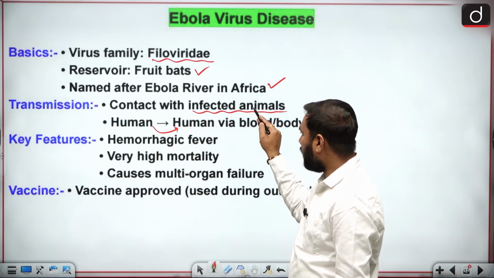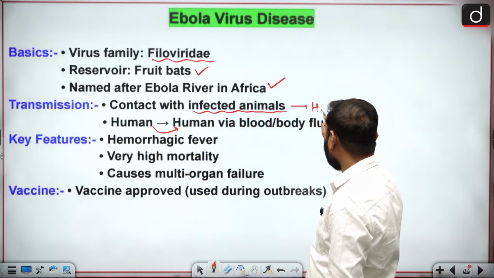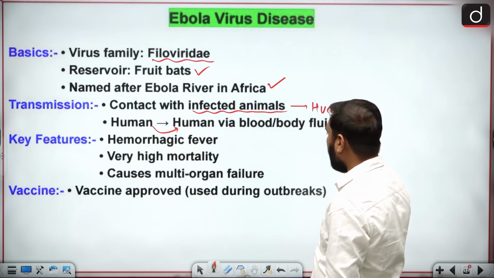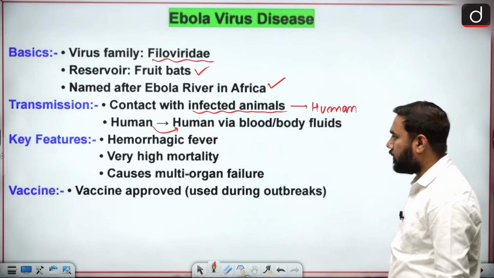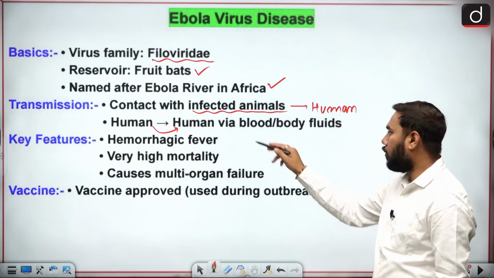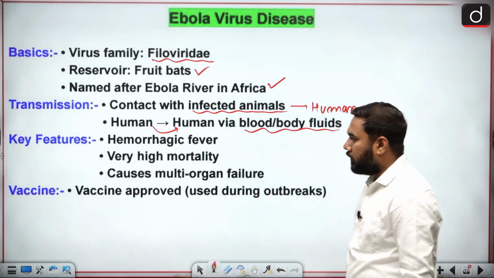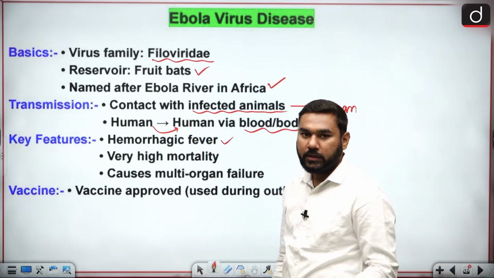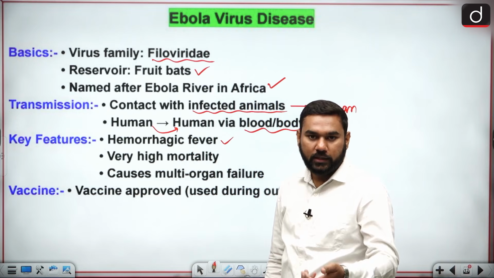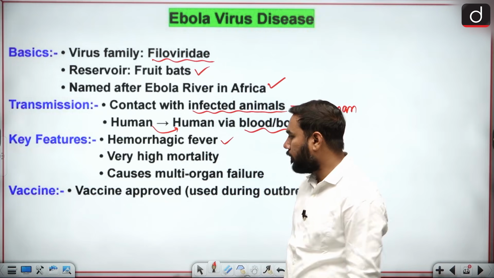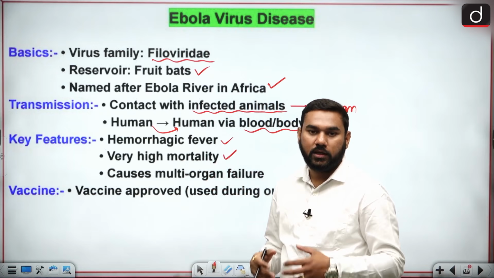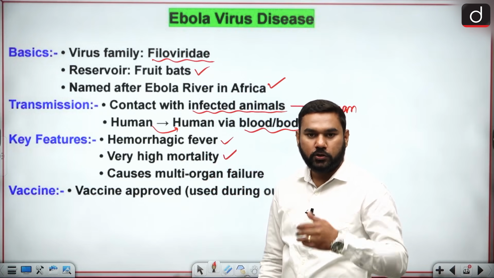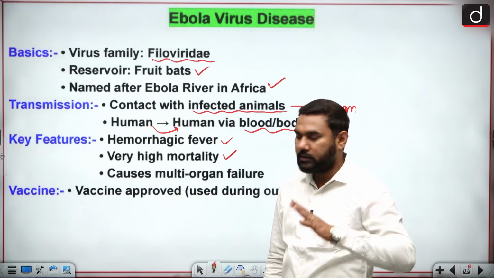So an infected animal transfers it to a human first, and this human acts as a vector and basically sends the disease to others through blood and body fluid. There is a hemorrhagic fever, which means a high intensity of fever. Hemorrhagic, very high intensity, very high mortality. So this can increase its effect very rapidly, and it can also harm other people very fast.